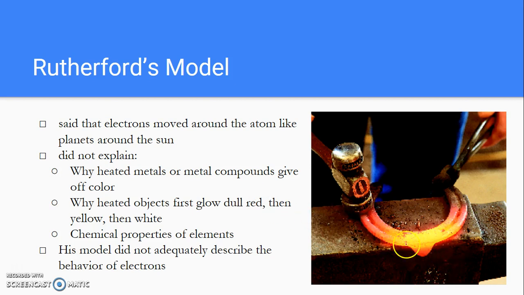Like this is a horseshoe that's been heated, and if you heat it a little bit, it'll be red like in this area. And then when you heat it more, it starts to be like this yellowish color. And if you heat it enough, it actually gets to be white hot. He couldn't explain the color changes. And he couldn't explain the chemical properties of elements, why certain things will react with other things, why some things explode when they touch water, etc. So, the scientific community did not think that his model adequately explained the behavior of electrons.